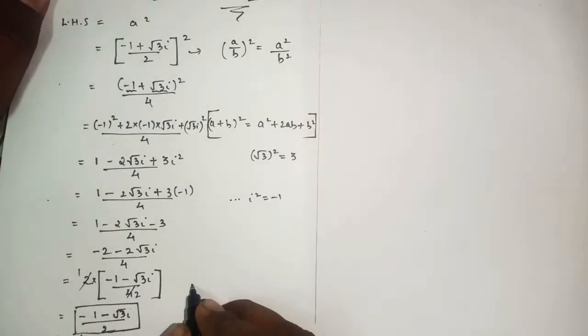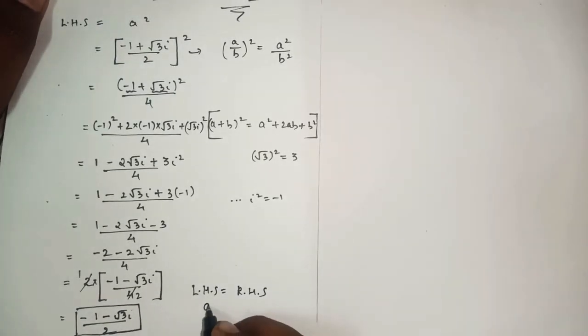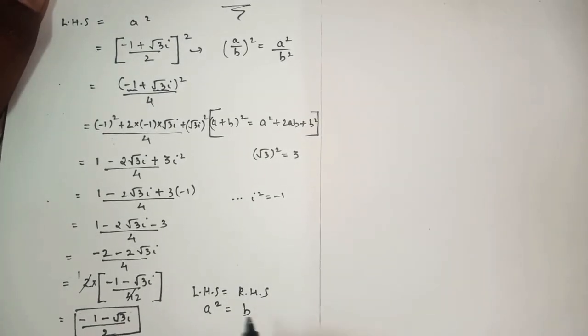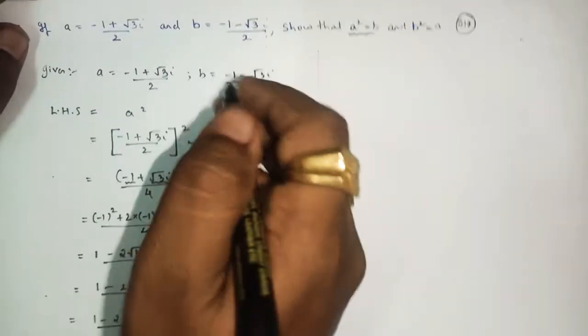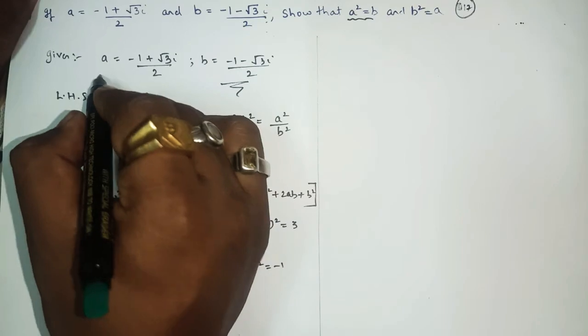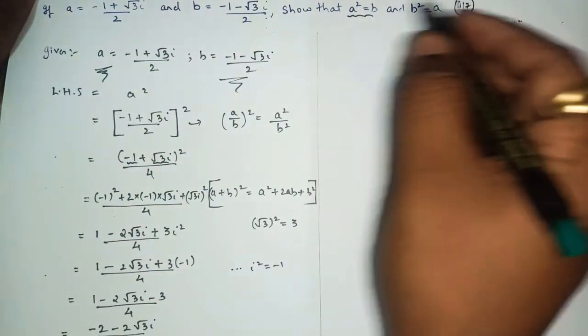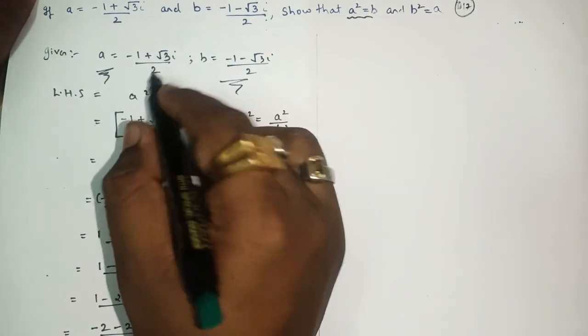So here we got left hand side equal to right hand side, that is, the left hand side was a square and the right hand side was b. As it was clearly mentioned, in the first case you have to show that a square equals b, simply square this part, it should be equal to b.